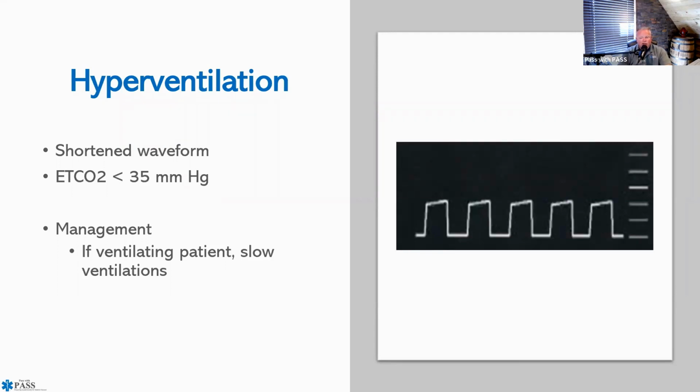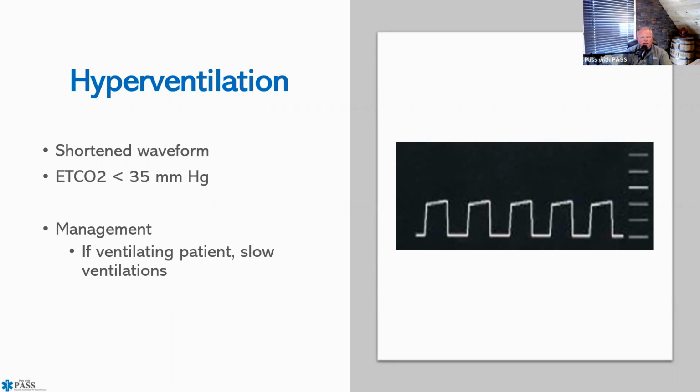Well, what about if they're hyperventilating? Hyperventilation is going to be just the opposite. The patient has an increased respiratory rate, and in theory they're taking in more oxygen, so those are high. Our CO2 is going to be low, and as you look here, the end-tidal CO2 in this situation is less than 35. Again, that is consistent with what we find in a patient that is hyperventilating. So what do we do in this situation? This is a little counterintuitive. We need to slow their ventilations down.